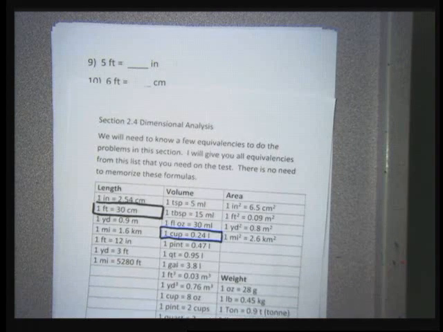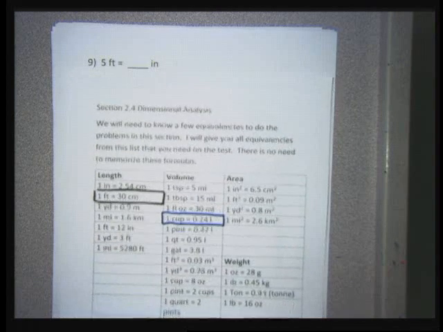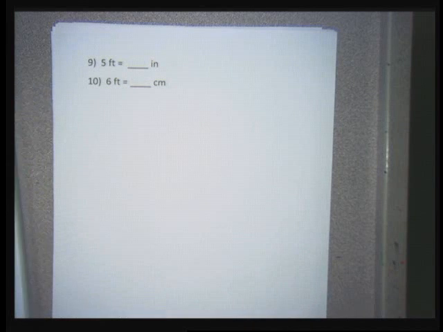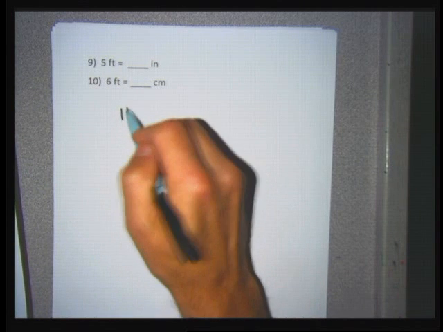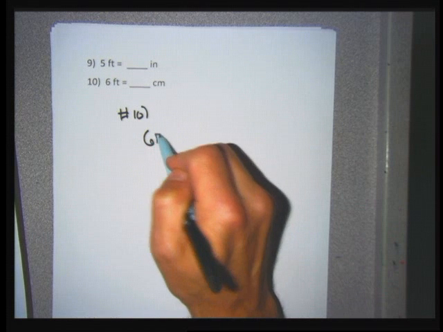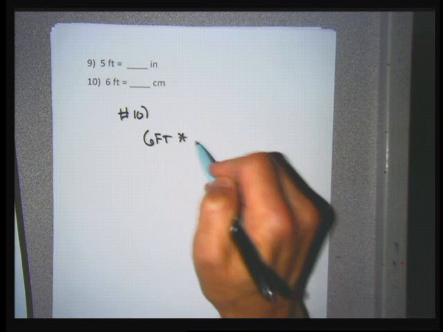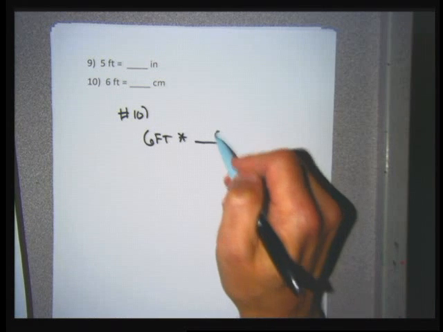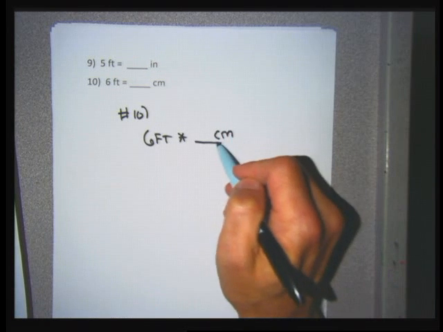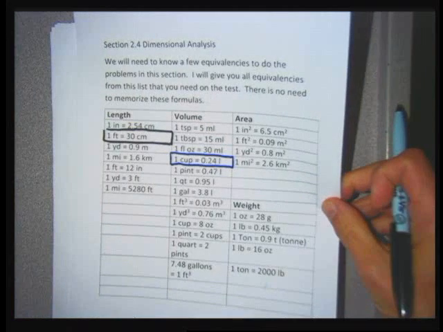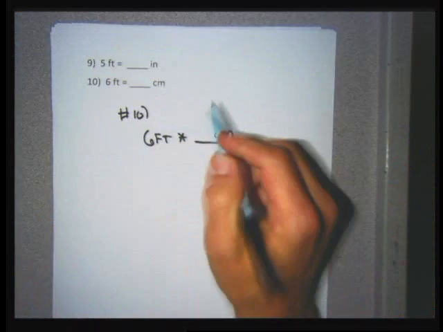For problem 9, you're going to have to use 1 foot is 12 inches. It's on the sheet, but that's one you should probably have memorized. But anyways, for my number 10, I'm starting off with 6 feet. I'm multiplying by a fraction. In the numerator is what I want to end up with. I want to end up with centimeters. And the denominator is what I'm getting rid of. I'm getting rid of feet. And the numbers I'm putting in are 30 centimeters equal to 1 foot.